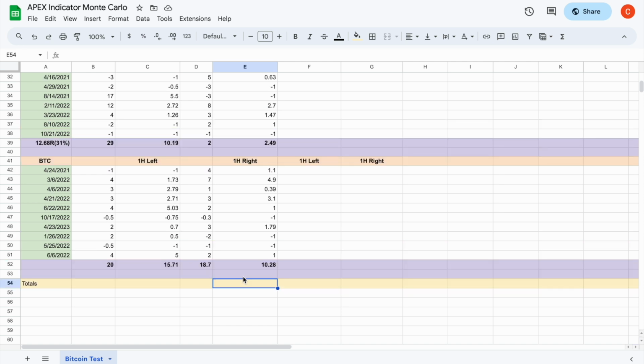All right, so for the 1 hour, we got 15.71R plus an additional 10.28. So I'm going to tally that up first, and then we will see. So 15.71 plus 10.28 is 25.99R. And then you got 20% plus 18.7 is 38.7%.